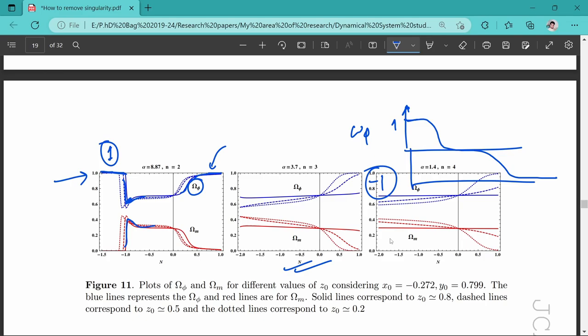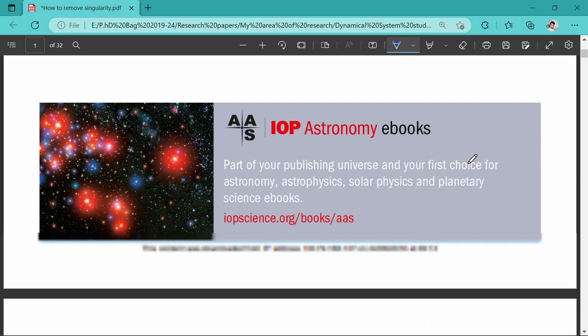And this negative 1 corresponds to the late time behavior. So I hope you can download or read this. This is the arXiv paper. I will give you the link of the arXiv, and this is the arXiv ID.